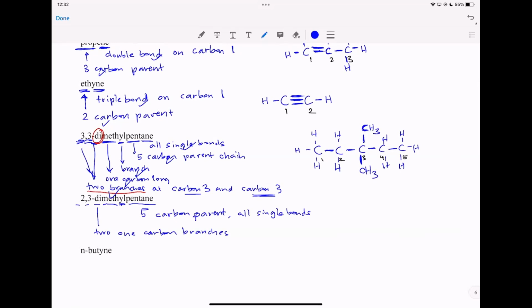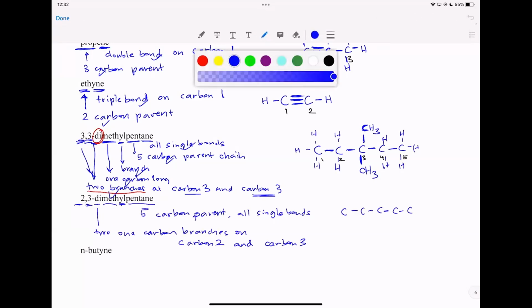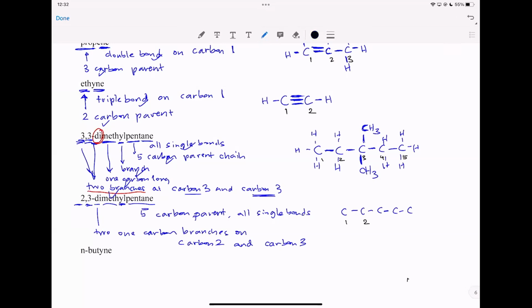But the locations are on, this time, carbon number 2. That's what the 2 is. And then the comma 3 is the other location. So the locations are on carbon 2 and on carbon 3. So building this, you still start the same. 1, 2, 3, 4, 5 carbons. Number those carbons: 1, 2, 3, 4, and 5. And then you have those 1 carbon long branches. So this is on carbon number 2, CH3, and on carbon number 3, CH3.